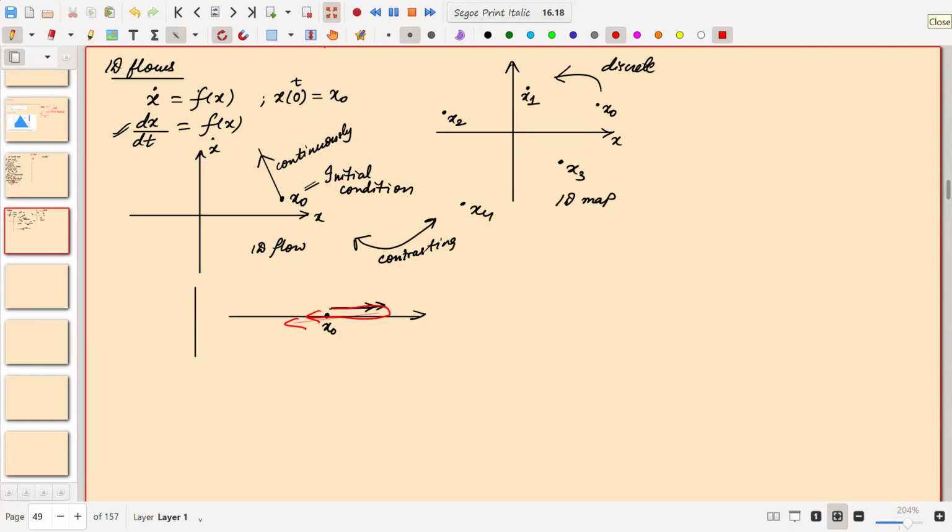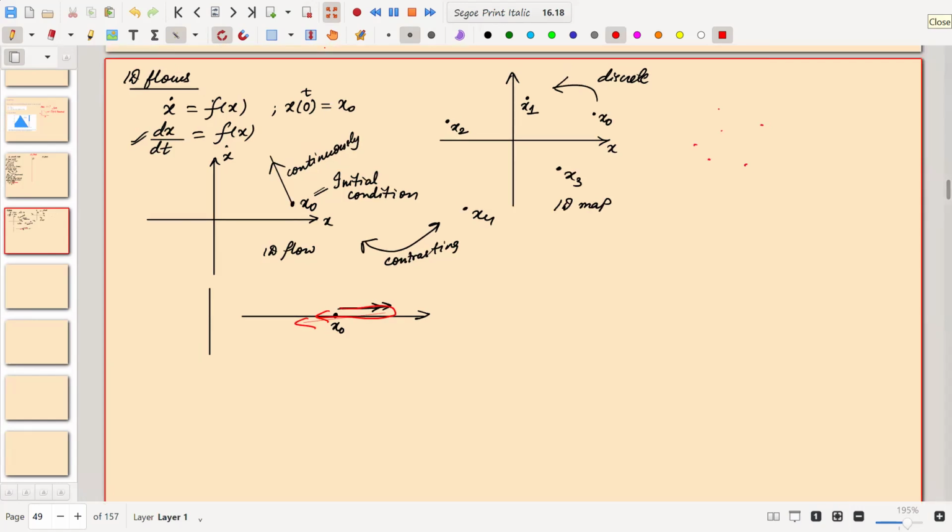In a 1D map, you will have only points moving discretely. But in a 1D flow, you cannot go in one direction and come back in the backward direction. You can either go this side or you can go this side, but not as a mix, because there is only one x. If you have x and y, you can come like this, you can go like this. But if you have only x, then you can go either in one direction or to the left direction. It cannot go like this and come back.